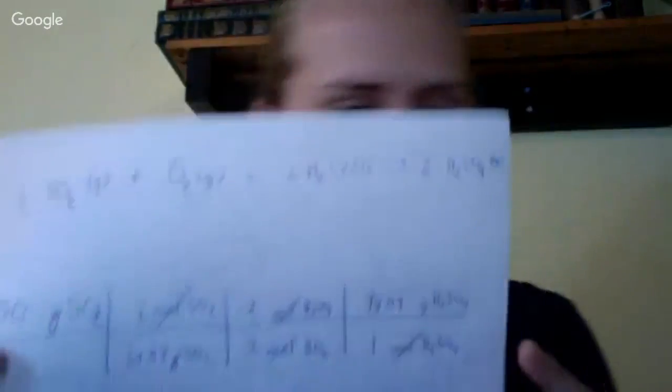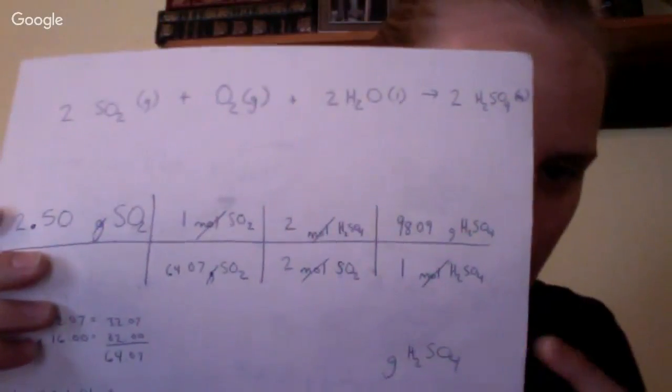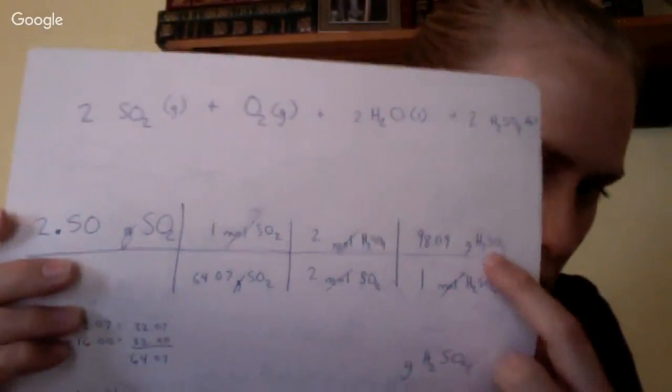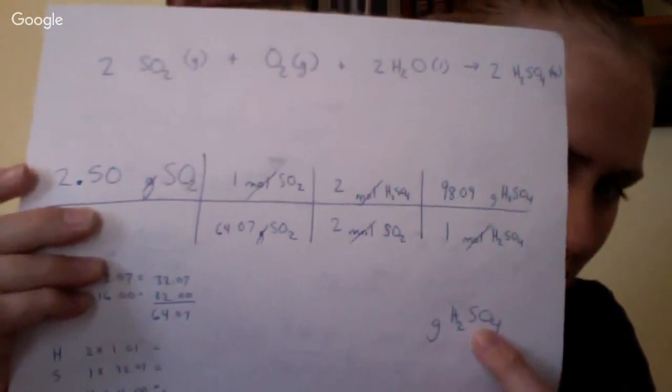98.09. Good. All right, so now what canceled? The moles did. Good, the moles canceled, and we're left with grams of H2SO4. Is that what we want? Yes. Good. So now what do you do? Multiply the top and divide by the bottom. Good.